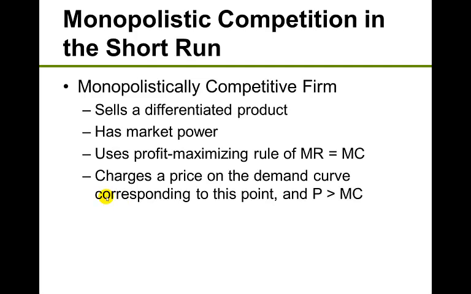So since a monopolistically competitive firm sells a differentiated product, that means it has market power. And again, this is a way in which monopolistically competitive markets kind of look like monopolies. So a monopolistically competitive firm is still going to use the same profit maximizing rule. It will choose a quantity of output where marginal revenue is equal to marginal cost. And then once it finds that quantity, it will charge a price on the demand curve at that quantity. So we're going to see that price is going to be greater than marginal cost.